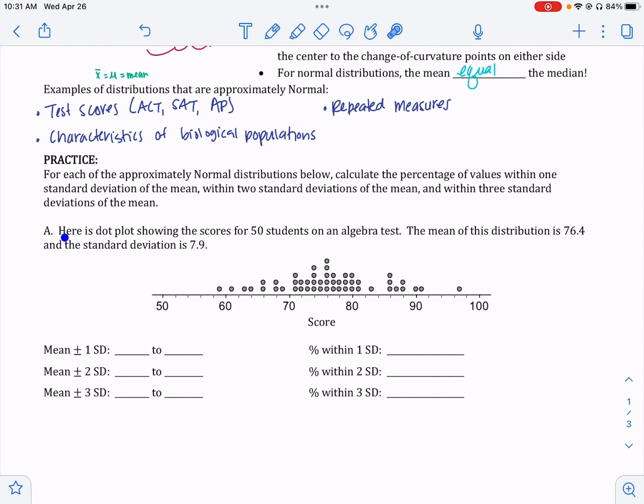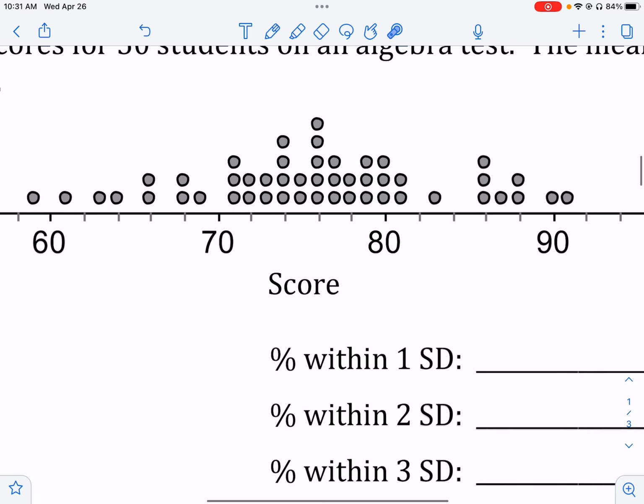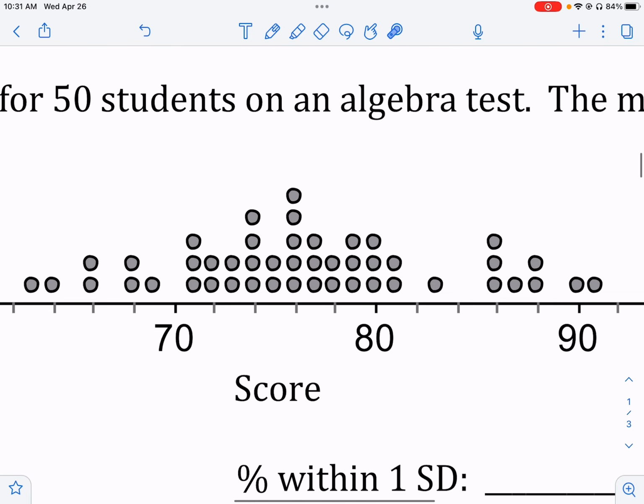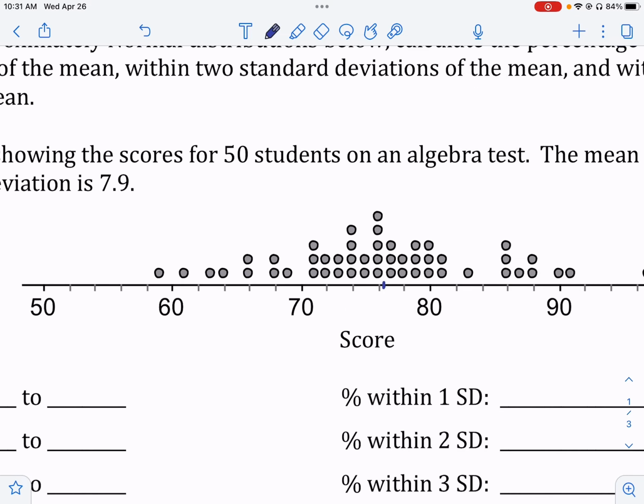So here it says we have the dot plot showing the scores of 50 students on the algebra test. The mean of this is 76.4. So the first thing I need to figure out is where is 76.4. Well, if this is 70 and this is 80, this means 72, 74, 76. So my mean is going to be approximately here.